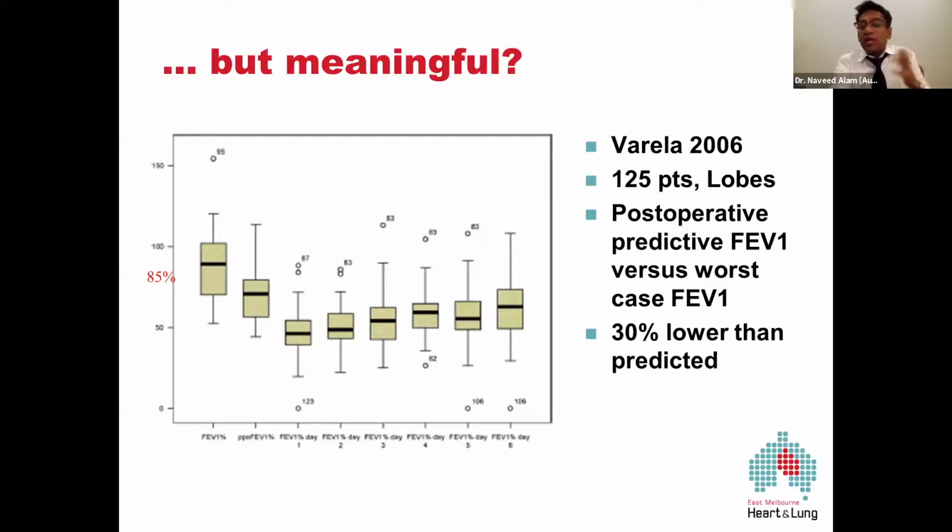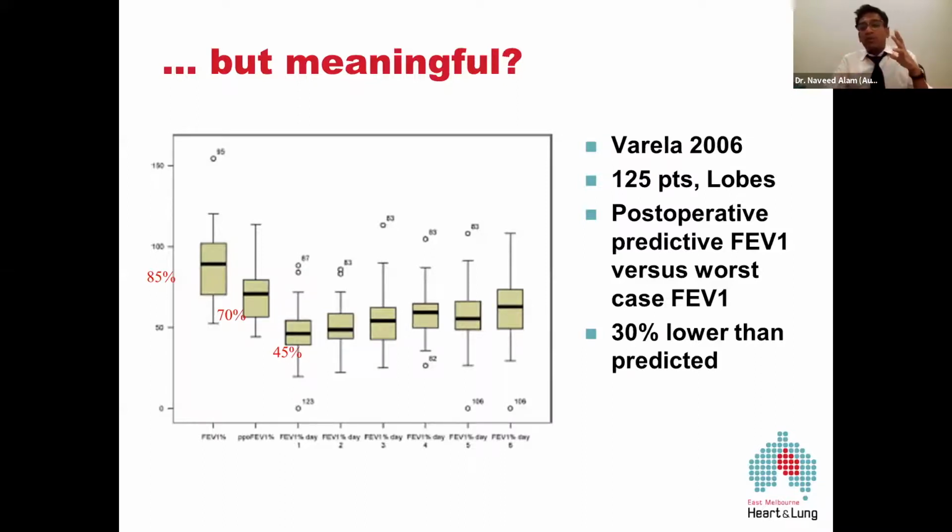And so in this group, the FEV1 pre-op was 85%. The post-operative predicted FEV1 was 70%. So they were doing a lobectomy. They were going to lose a bit of lung function. But what's really interesting here is that we noted that when they did spirometry on post-op day 1, FEV1 was only 45% of predicted for their age, height, and weight.